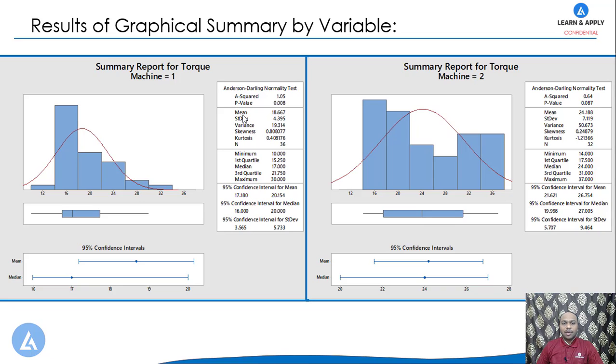And if you go for the mean value of the torque which is required to cap up the shampoo bottles, for machine 1, it is 18.667. And for machine 2, it is 24.188. By comparing these two machines, we can easily say that machine 2 is having more torque for the shampoo bottles. If you look at the 95% confidence interval for the mean, for machine 1, it is 17.18 to 20.154 and it is containing the target value of 18. But for machine 2, the 95% confidence interval for the mean is 21.62 to 26.74 and both of these values are more than the target value of 18.